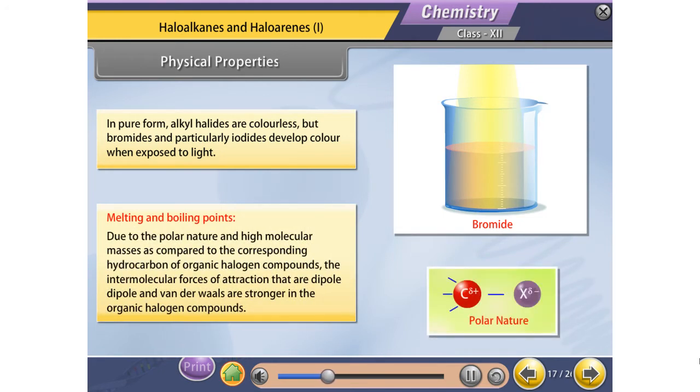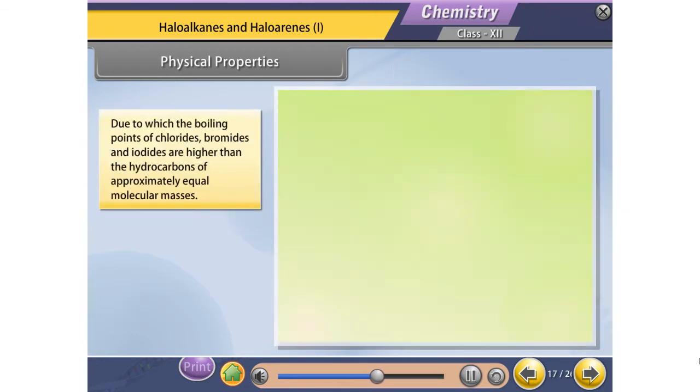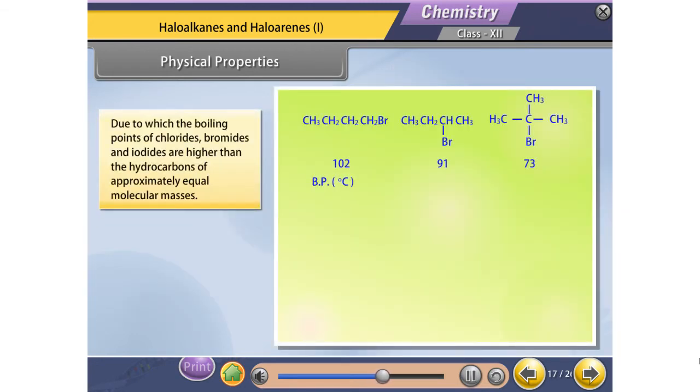Due to the polar nature and high molecular masses of organic halogen compounds as compared to the corresponding hydrocarbons, the intermolecular forces of attraction, that are dipole-dipole and van der Waals, are stronger in the organic halogen compounds, due to which the boiling points of chlorides, bromides and iodides are higher than those of hydrocarbons of approximately equal molecular mass.